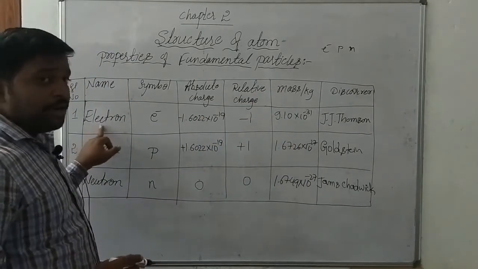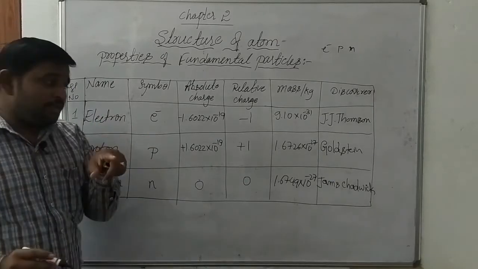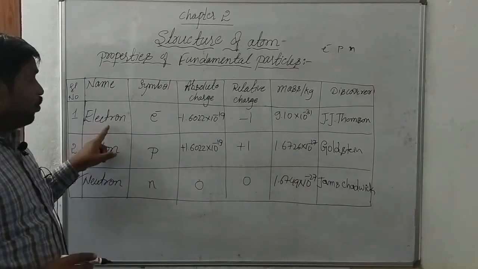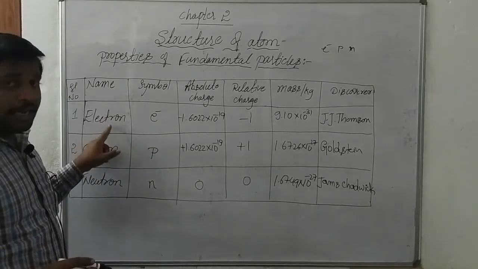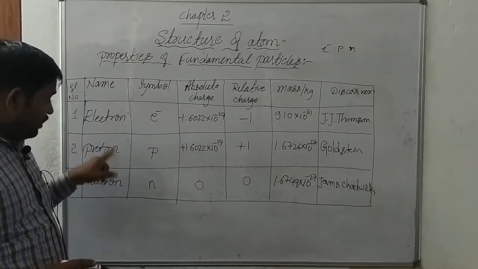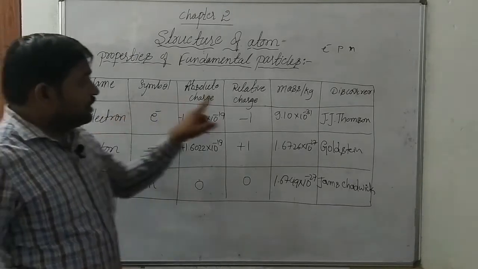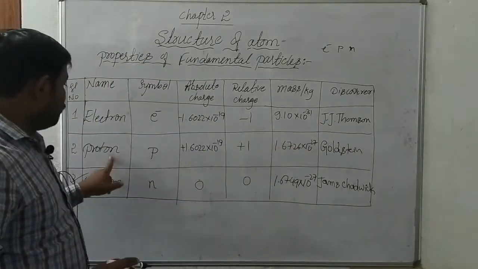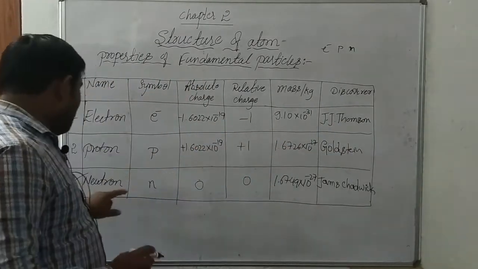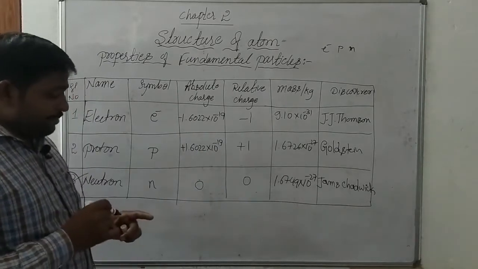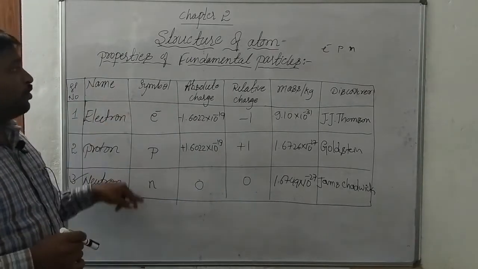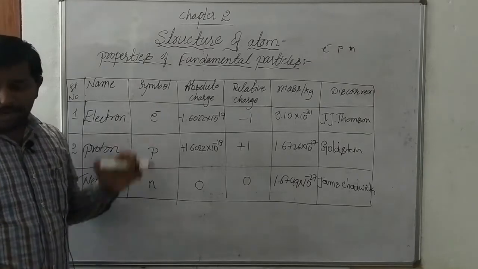And who discovered the electron? This question may be asked in the examination. So who discovered the electron? Who discovered the proton? Who discovered the neutron? The electrons were discovered by J.J. Thomson, protons were discovered by Goldstein, and neutrons were discovered by James Chadwick. So this is about the properties of fundamental particles.